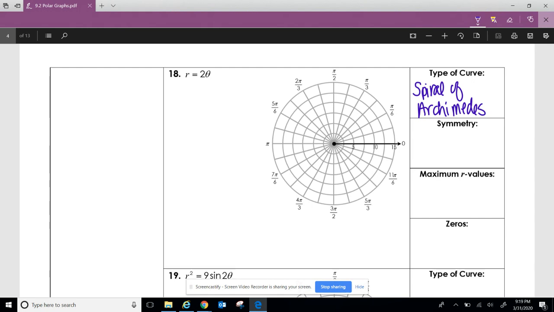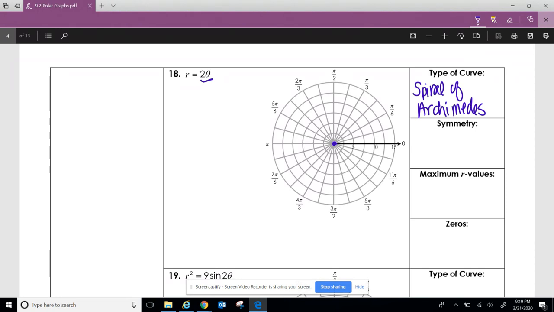All of our sine and cosines oscillate between what values? Between -1 and 1. But for 2 theta, I'm not oscillating by anything. So as theta gets bigger, my radius is going to get bigger. When I am at 0, my radius is 0. When I am at, say, pi over 2, my radius is pi over 2.